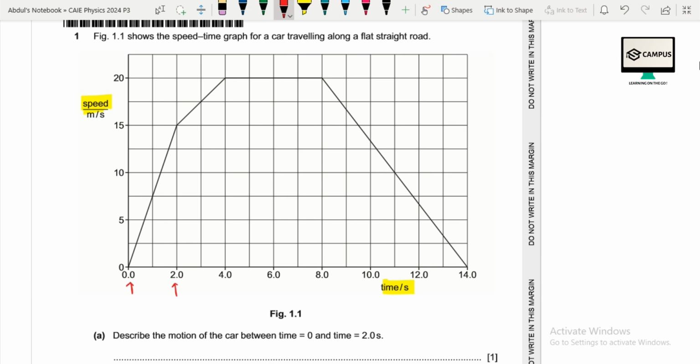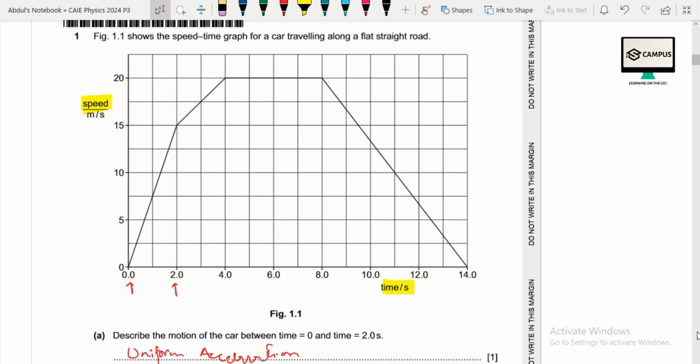And as we look in this window, we see that the speed of the car is increasing at a uniform rate. Or in other words, we can say that the car is moving with uniform acceleration. Or we can also say that the rate of change of speed is constant, which all means the same thing.